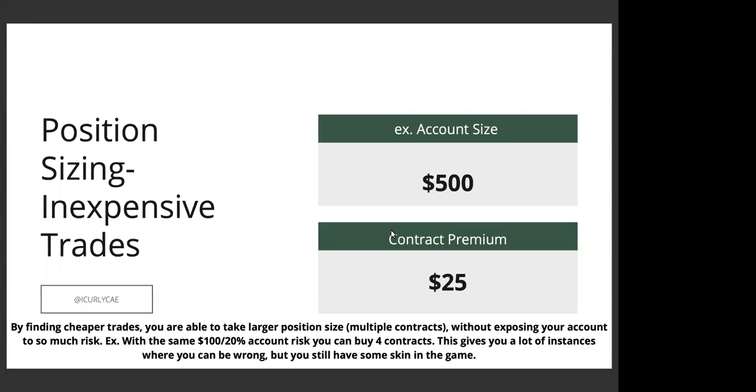So for example, with the same $100, which is 20% account risk, you can buy 4 contracts. Now, this gives you a lot more instances where you can be wrong, but at least you still have more skin in the game, as opposed to if you were to buy a contract that's $100 or more.